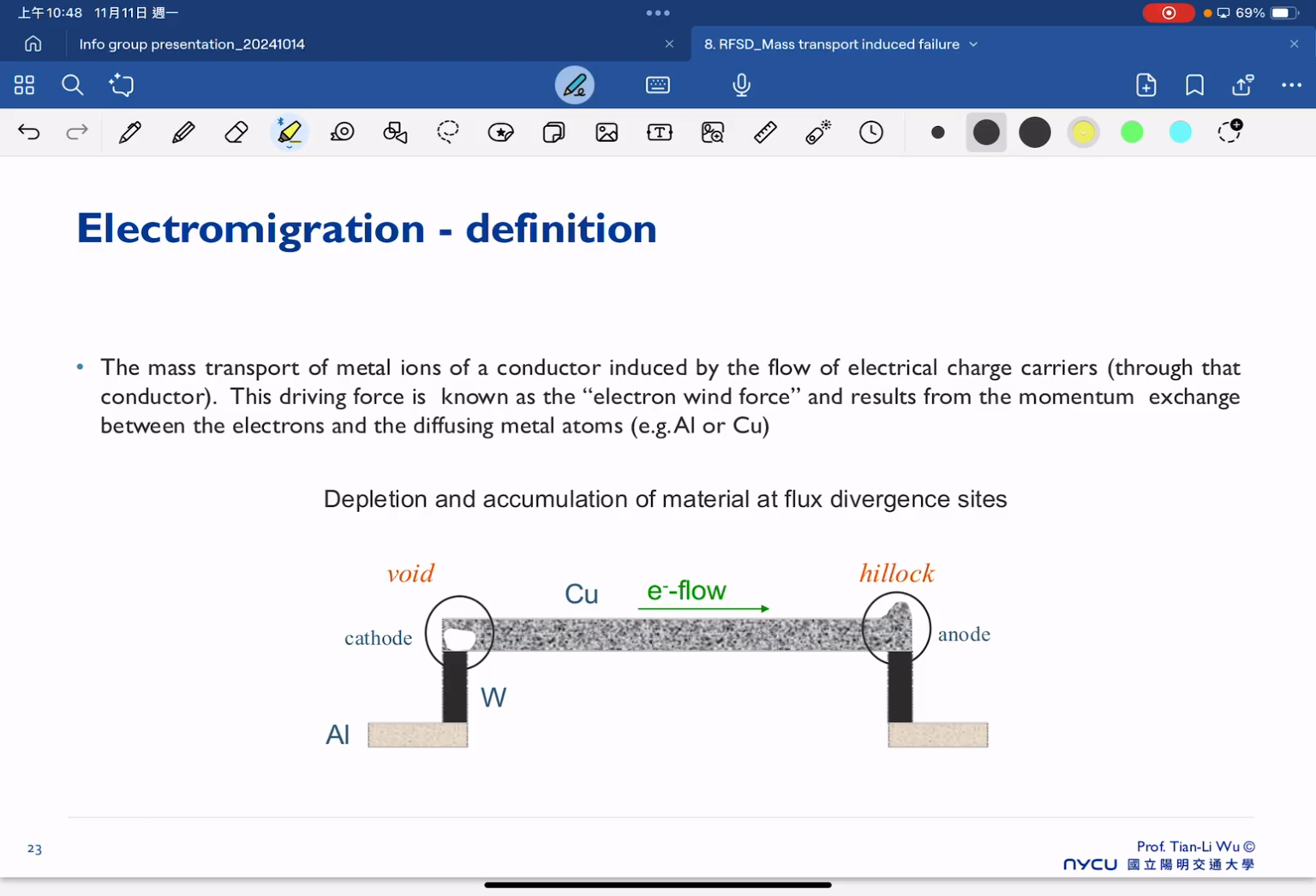So this is what we already discussed for electron migration. Electron migration is basically considered as a mass transport of metal ions in a conductor induced by the flow of electrical charge carriers through that conductor. This driving force is known as the electron wind force, and this results from the momentum exchange between the electrons and diffusing metal ions here. So I think if you paid attention to our beginning explanation, this slide is pretty easy for everyone, because it just illustrates the concept again with another schematic. Depletion and accumulation will happen at the flux divergence region, for example, here and here.